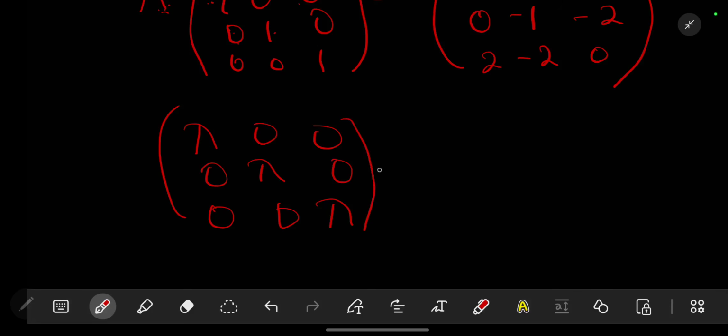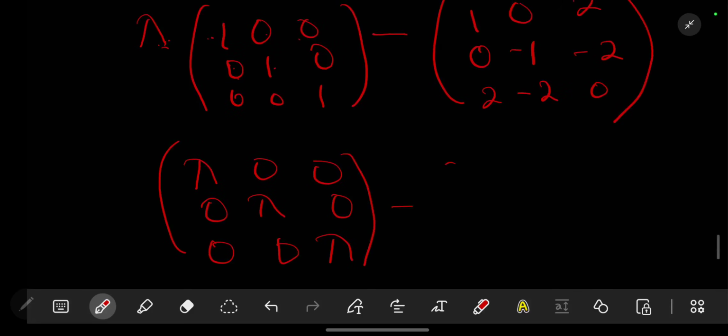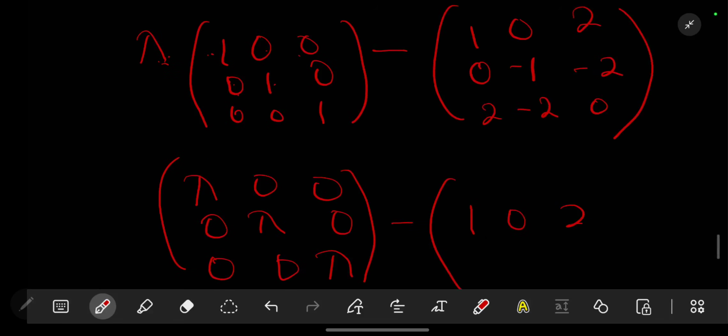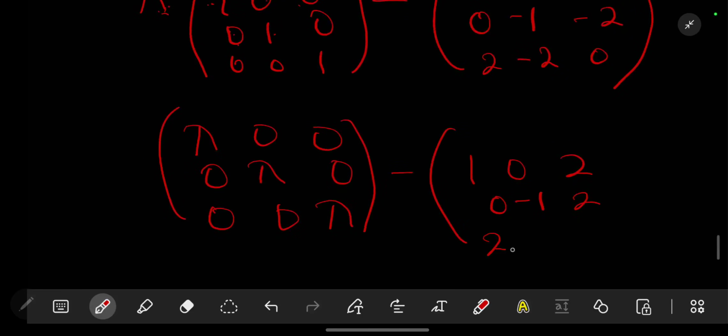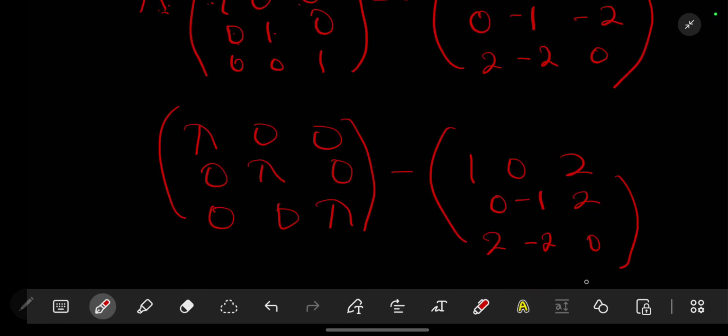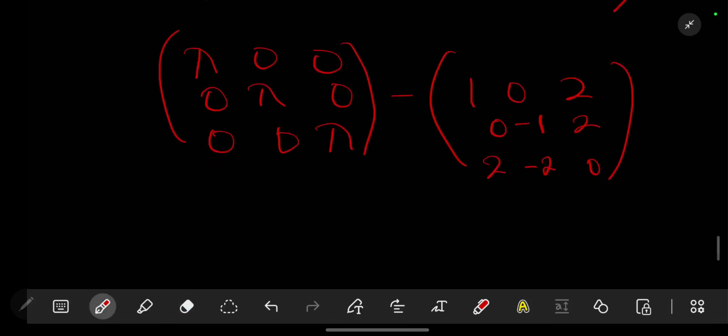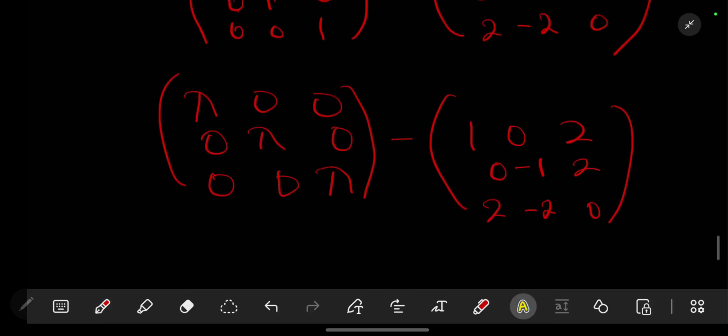After we do that, we are going to subtract A, which is 1 0 2, 0 negative 1 2, 2 negative 2 0, if I'm not mistaken. Let's see. Okay, so this is the way it is. Then we subtract. When you're subtracting, you just subtract the corresponding entries.